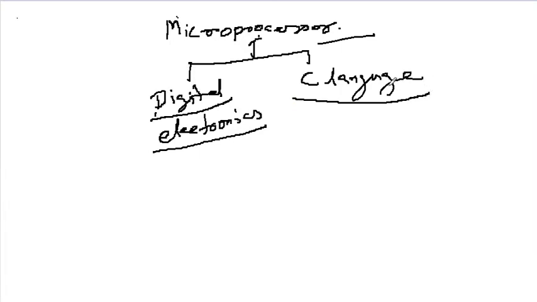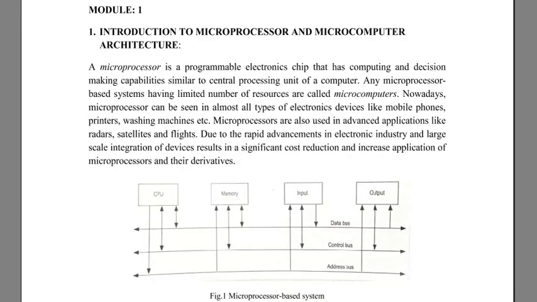Now, all this may sound very tough to you, but we have to first go through the concepts very clearly, and then we'll go to the topic. So, on one hand, we talk about binary. First, we have to know the introduction of what a microprocessor is.